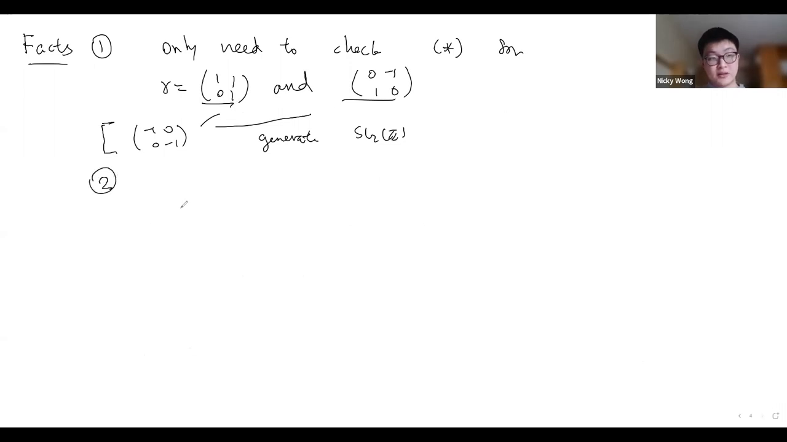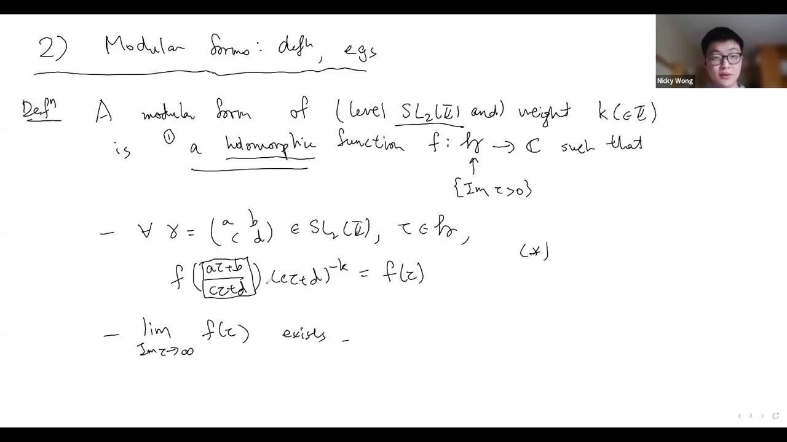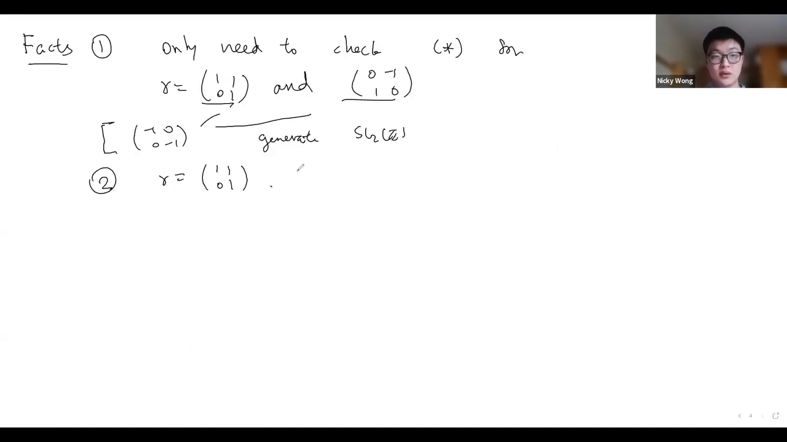So the second fact is, let's in particular consider 1, 1, 0, 1. So let's go back to the definition. And so A is 1, B is 1, C is 0, D is 1. So that's tau plus 1, and 0 tau plus 1 is 1. So we get F of tau plus 1 is F of tau. And so we are dealing with some sort of periodic function with period 1.